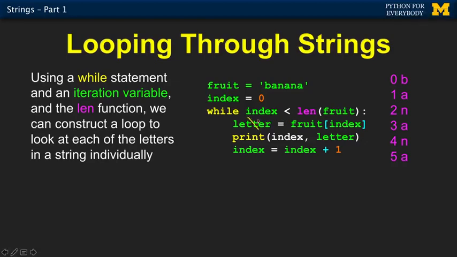So if I just said x, it looks up the letter at position 0 and then puts that letter into the variable x, and then we print out the variable x. Sometimes mnemonic, but there you go. So this is going to run 6 times, 0, 1, 2, 3, 4, 5, and each time it's going to print out the index and the letter that happens to be in that string at the index. So now we've got a loop that goes through each of the letters in a string.